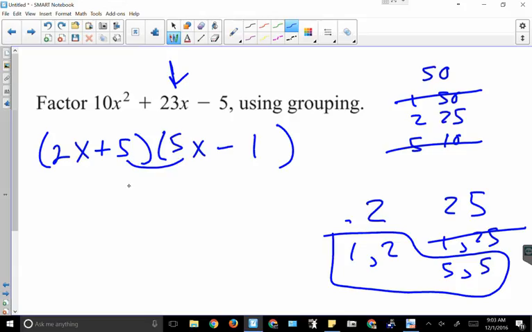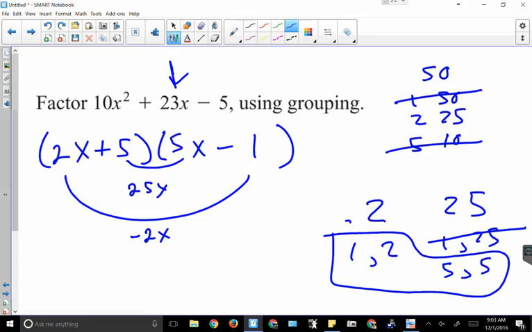This gets me 25x. This gets me negative 2x. Will those two things put together get me the middle term? And the answer is yes. A lot of times you have to play with this stuff. Put the numbers in where you think they might go, and if it didn't work, switch the numbers around. Come up with a different order.